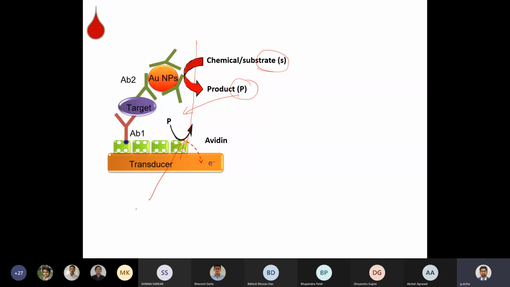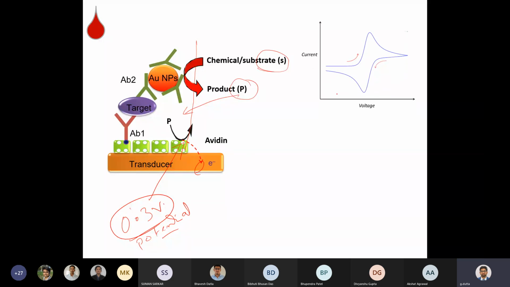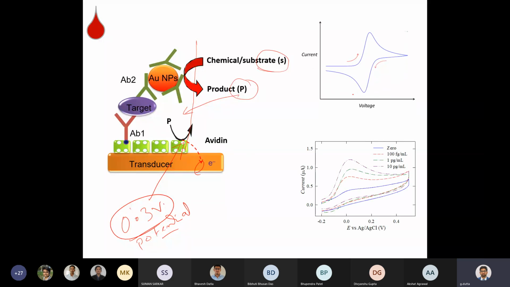How will it react? We apply some potential, suppose 0.3 volt. Then electrons will be released, and we can measure them with the help of cyclic voltammetry. If we increase the target concentration, more and more nanoparticles will be on the surface, the reaction rate will be higher, and you will get higher current. Slowly, from 0, 100 femto, 1 pico, you see the current increasing.